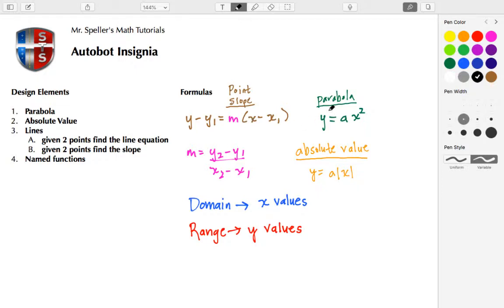We also have the formula for parabola, where that's y equals a times x squared, where a is going to be a compression, which is just a value or a constant. In this case, we're going to make the parabolas wider. We have the absolute value function, y equals a times the absolute value of x. Again, a is going to be used as a compression to make the absolute value or the v-type shape wider. Also, remember that your domain values are the x values and that your range values are the y values.